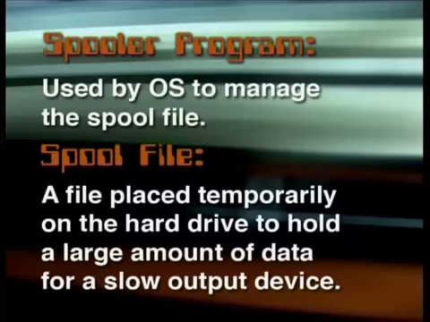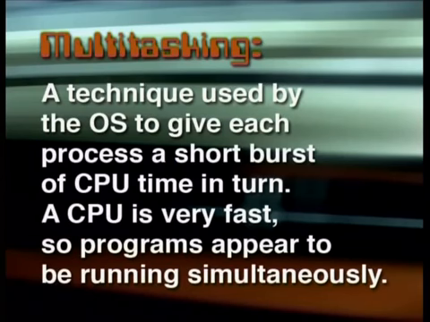When a user or the OS wants the CPU to do several things at the same time, the OS instructs the CPU to do a few instructions from each process in turn. The processor is so fast that it appears that many programs are running simultaneously.